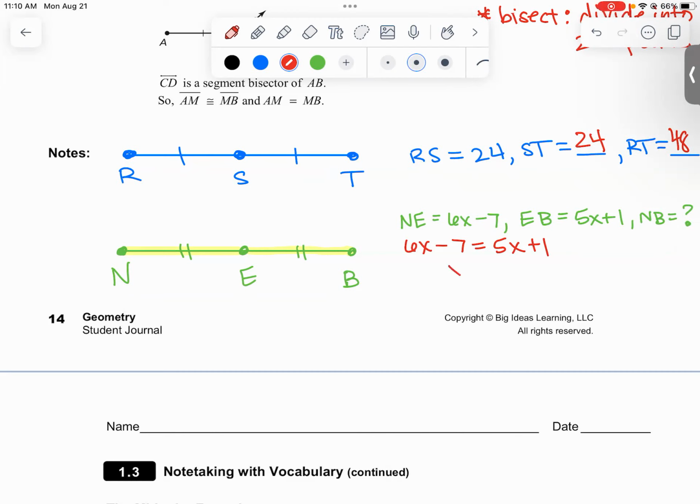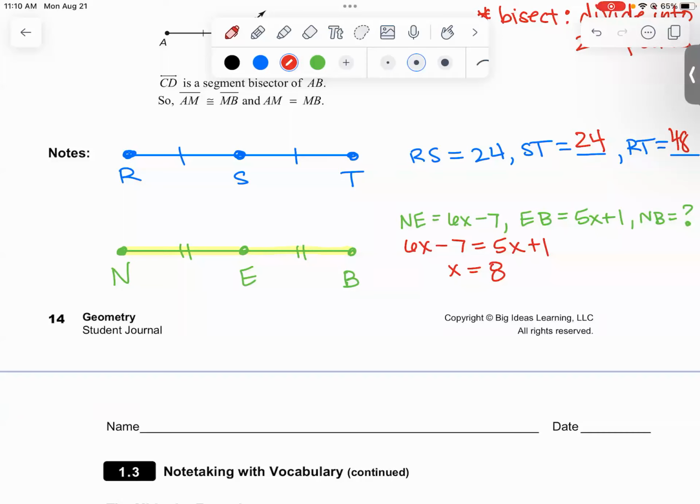Subtract over the 5x, add over the 7. What does x equal? Okay, we know that x equals 8. Now, is that what I asked you to find? No, I did not ask you to find 8. I want to know the length of segment NB. So what are we going to have to do with x equals 8?